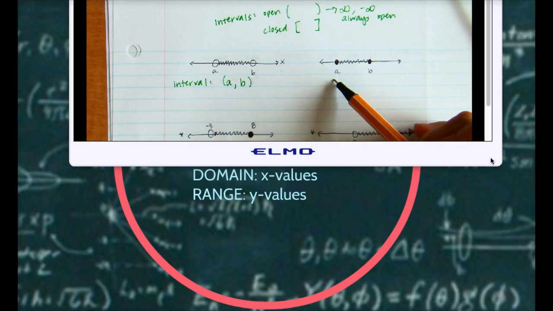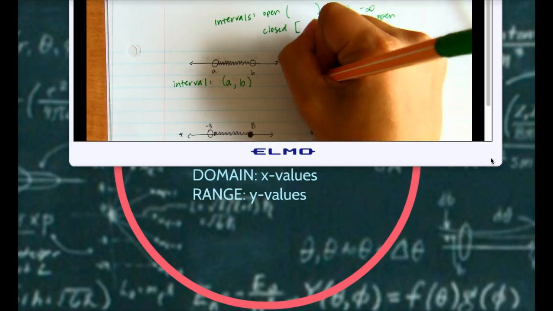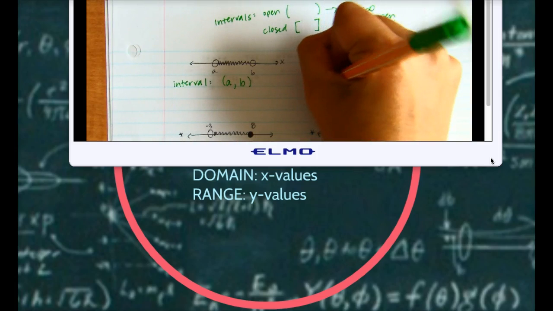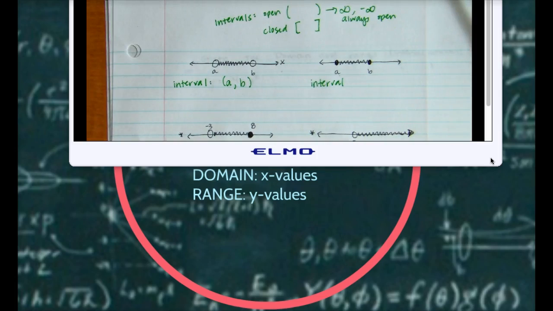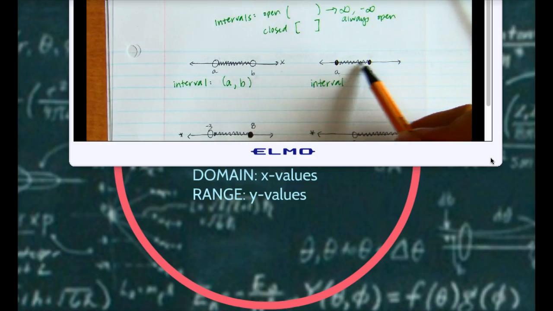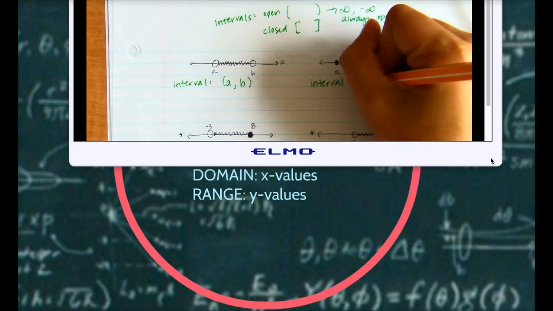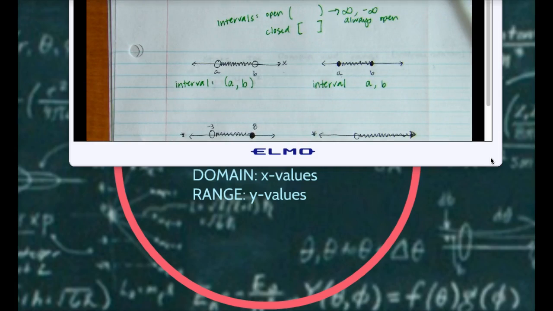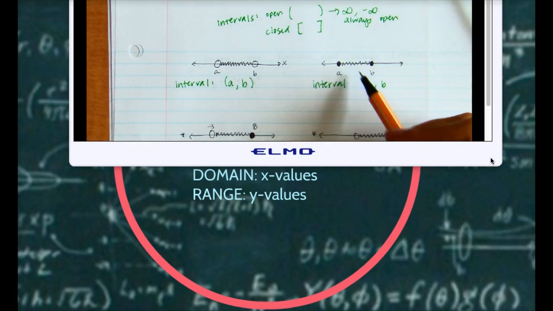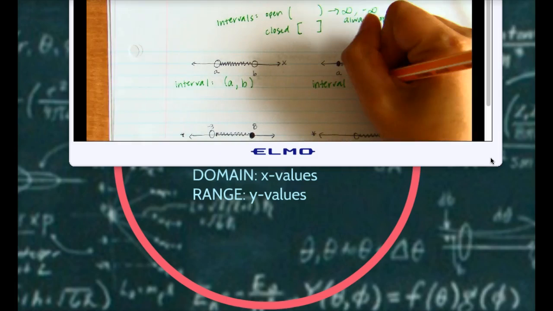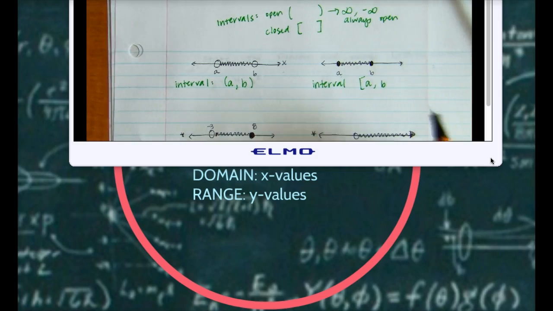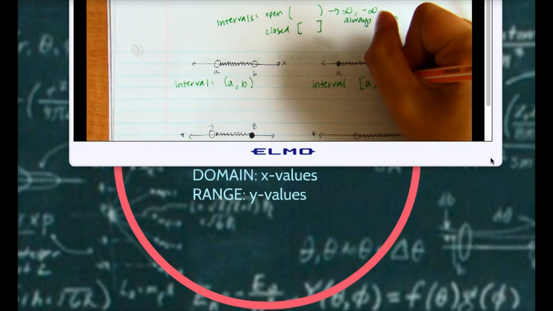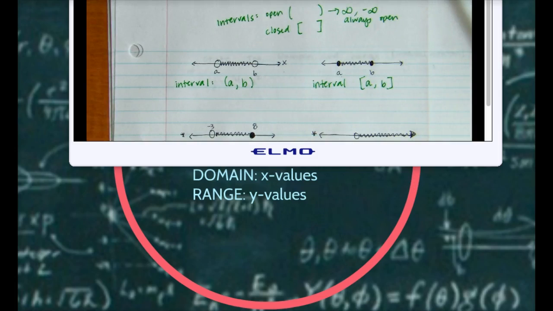This is a similar situation over here, interval notation-wise. My values are in between A and B, so again, I'm only going to have one interval between A and B. A is a closed circle, so I'm going to use brackets. And B is also a closed circle, so I'm going to use brackets again.